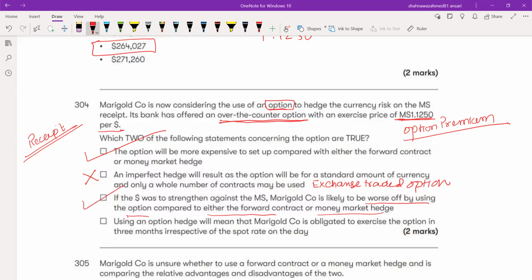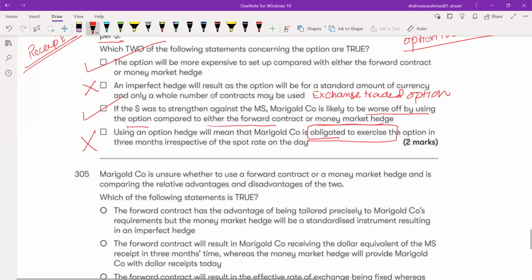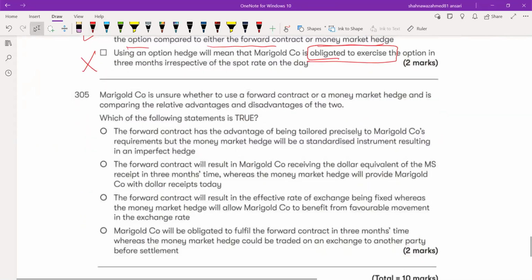Using an option hedge will mean that the company is obligated to exercise the option. It's not an obligation, it is a right, but not an obligation. So it's not true. Next question is, Marigold is unsure whether to use a forward contract or a money market hedging and is comparing the relative advantages and disadvantages of the two. Which of the following statements is true? So we are comparing advantages and disadvantages.